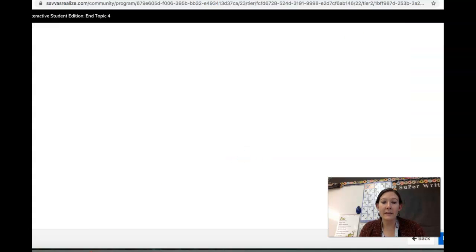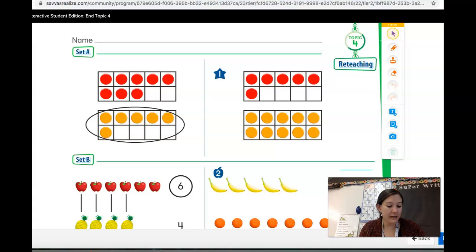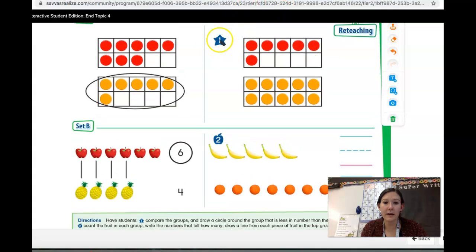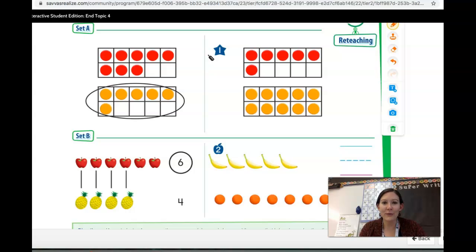Now I'm on the one that is trimmed in green, and it says reteaching up at the top. Remember, on this side will be an example, and then on this is the side that we do the work. All right, let me grab a pen or a marker, a crayon, whatever. All right, for number 1 star, find it right here. We're going to compare these two groups. Circle the group that is greater, X the group that is less. Can you look at those right now and see which one is greater? Yeah, it's the yellow group.